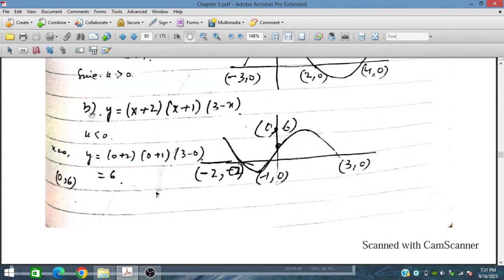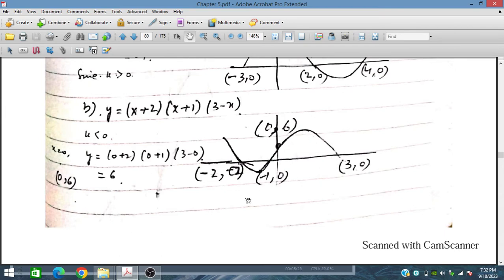So according to this B part, this curve will be drawn like this. We can see the intercepts: minus 2 comma 0, minus 1 comma 0, and x is equal to 3, so 3 comma 0. And when x is equal to 0, 2 times 1 times 3 is 6, so 0 comma 6 is this point.